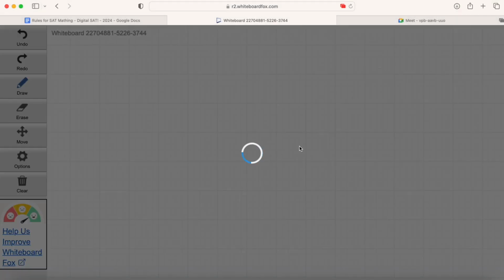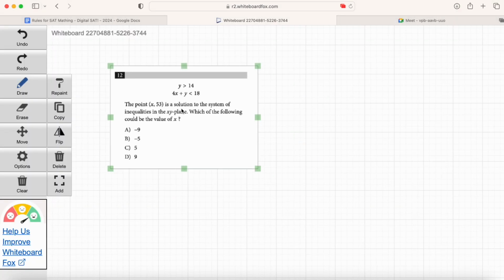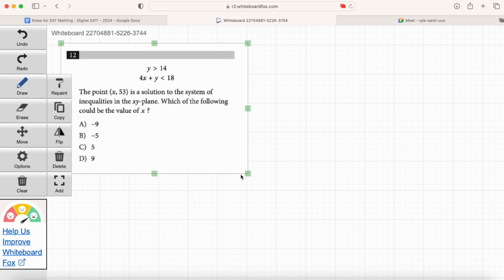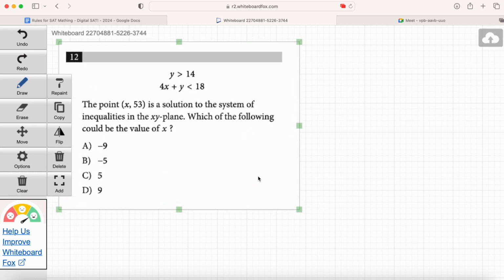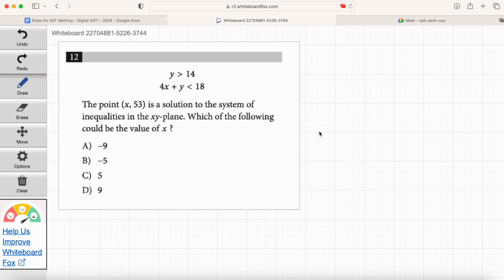Aha. This is a little different. We got some inequalities here. All right, Maria, go ahead and read question number 12 for us, please. Let me see that on your screen. The point x, 53 is a solution to the system of inequalities in the xy plane. Which of the following could be the value of x?